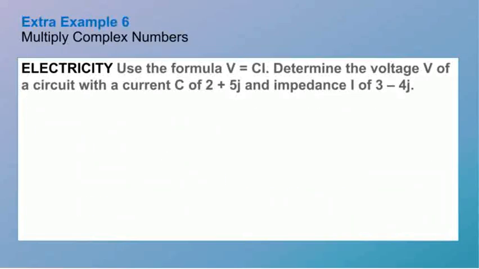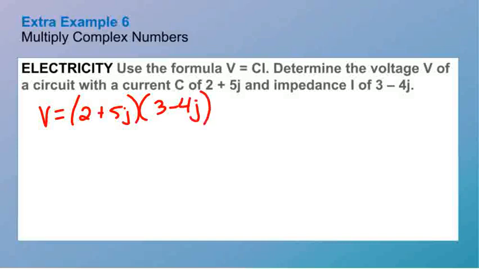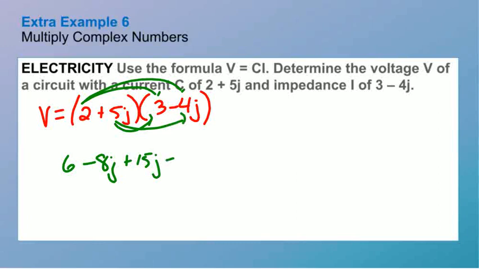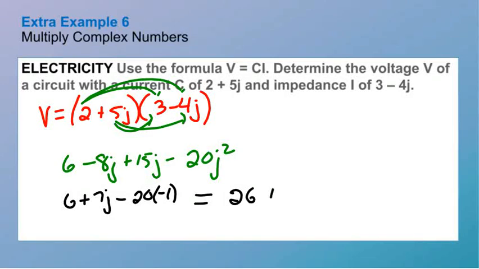Next, use the formula V equals CI to determine the voltage V of a circuit with the current C of 2 plus 5J and the impedance I of 3 minus 4J. So V equals 2 plus 5J times 3 minus 4J. Going to FOIL it, so that gives us 6 minus 8J plus 15J minus 20J squared. Combine, so I have 6 plus 7J minus 20 times negative 1. So this is 20 plus 6. We have 26 plus 7J, and that would be our volts.